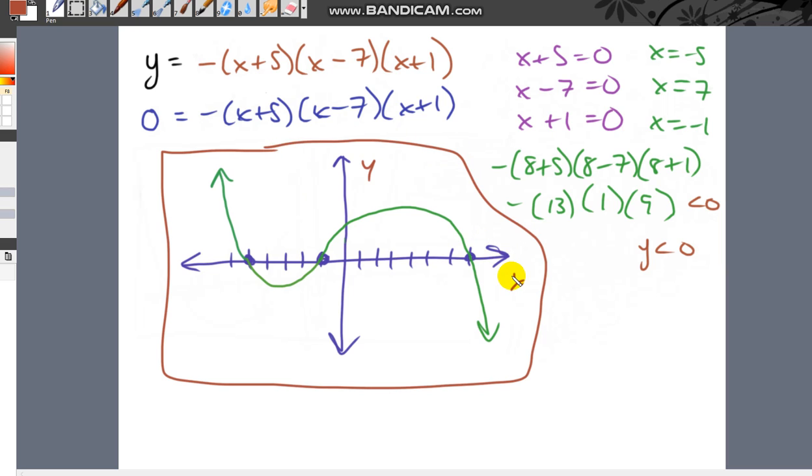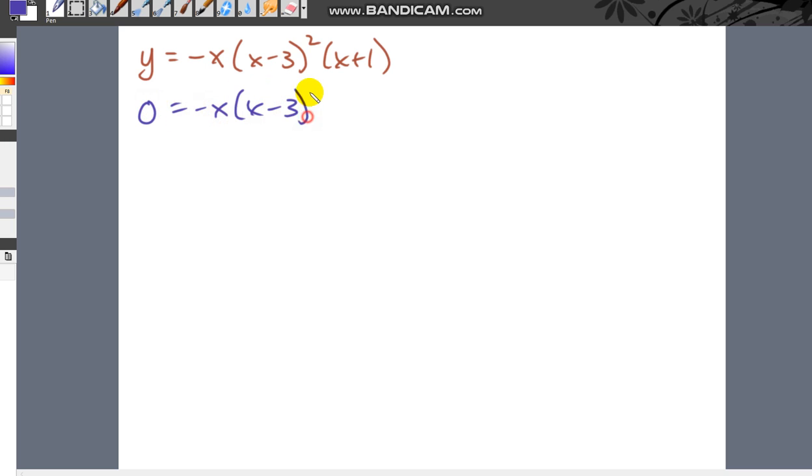Okay, all right, let's do one more example. So I give you something like this. y equals negative x times x minus 3 squared times x plus 1. Now same idea. Step 1, we need to identify x-intercepts. So set y equal to 0 in order to solve for x-intercepts. So 0 equals negative x times x minus 3 squared times x plus 1.